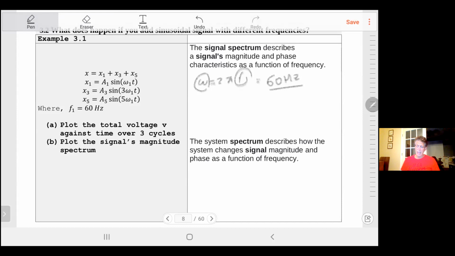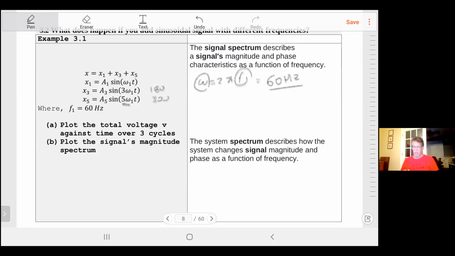And we have another component, x3. It has another amplitude A3 and frequency 3 omega 1. It means the frequency of this component x3 is 3 times the frequency of the fundamental component, so it will be 180 hertz. And then another component, x5, has 5 times the frequency of the fundamental, 5 times 60, which is equal to 300. So we have 3 components, and we want to add them and see what we get.